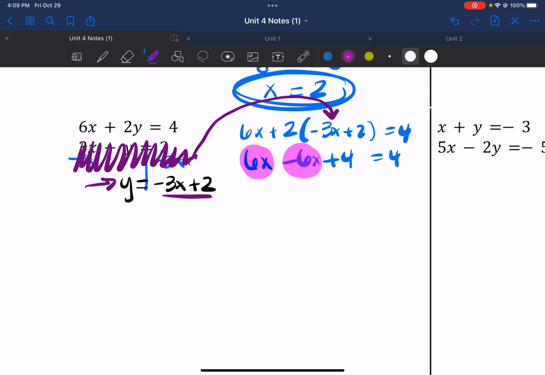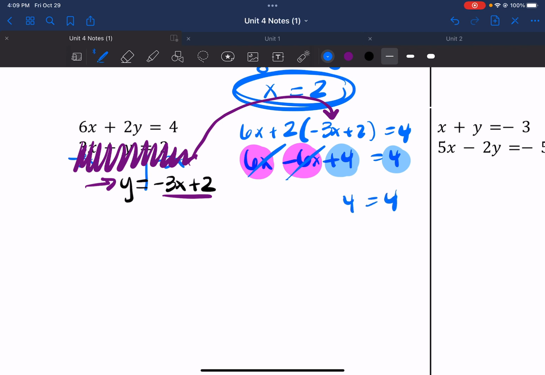Right, this is a like term, this is a like term. Here's a like term, here's a like term. I want to get all my x's to one side and all my constants to the other side. So 6x minus 6x, well, that actually just cancels out, right? That just goes to 0. That's 0. So then what do I have left? I have 4 equals 4.